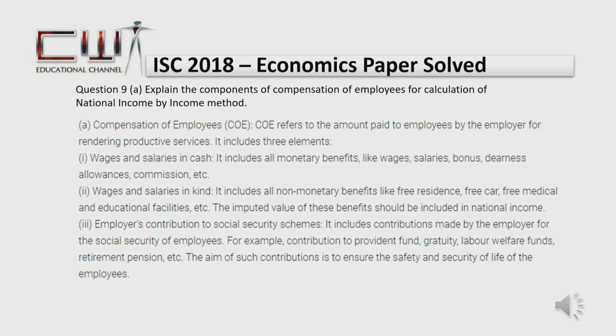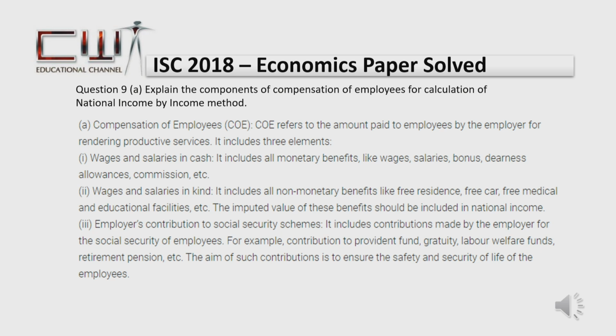It also includes the wages and salaries in kind. It includes all non-monetary benefits like free residence, free car, free medical and educational facilities, etc. The imputed value of these benefits should be included in the national income.